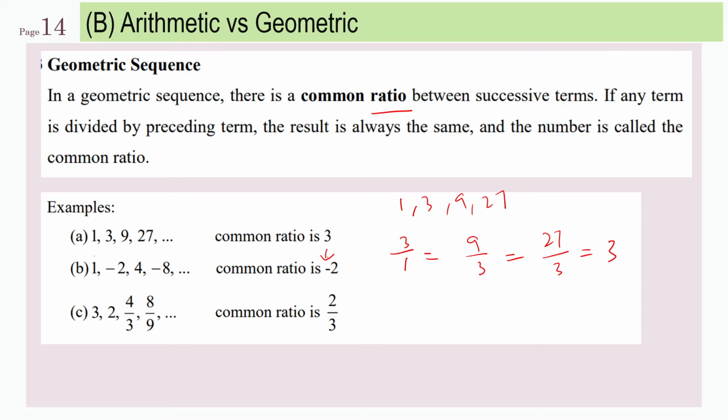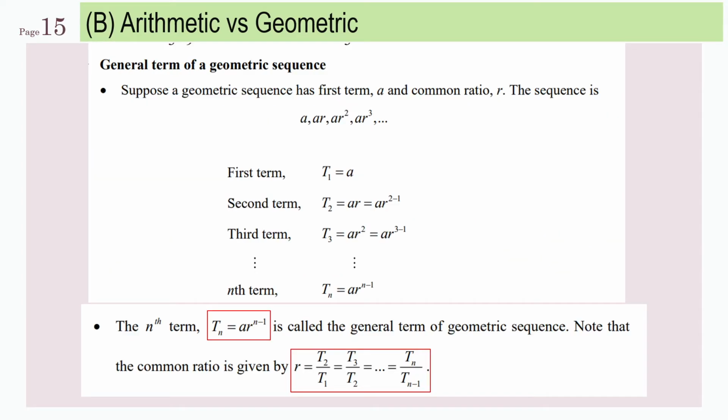The only thing you need to remember is that arithmetic follows a pattern where the series or sequence is either increasing or decreasing, and the pattern is the difference, meaning the second term minus the first term and so on. But for geometric, it's a ratio.